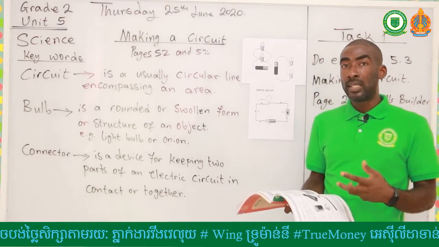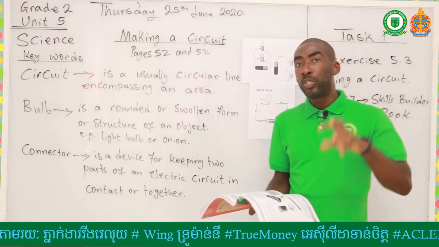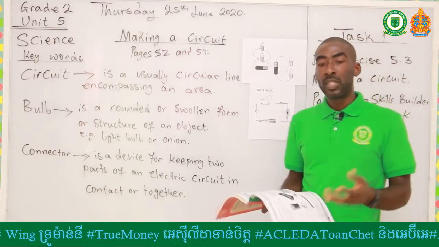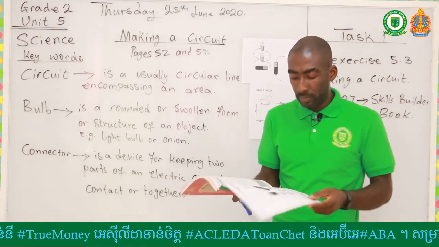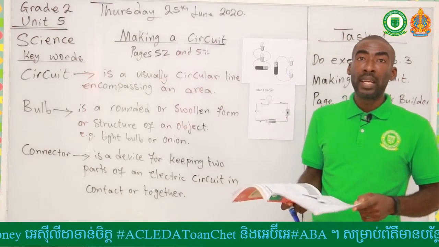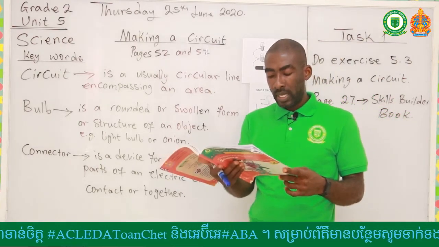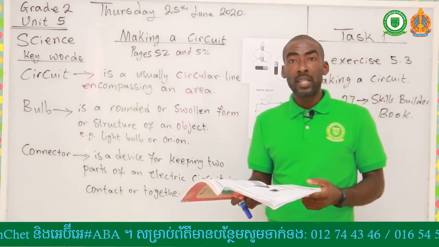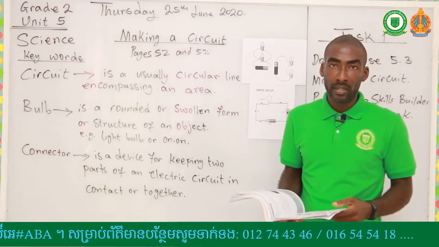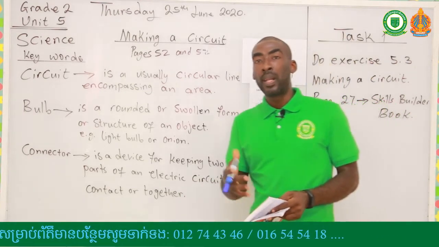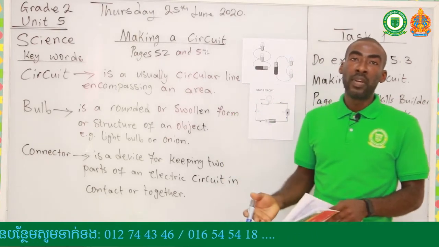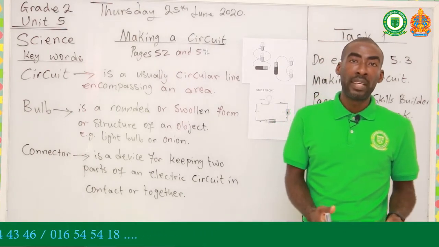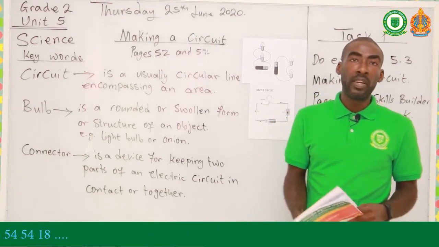A cell pushes electricity around a circuit. This is telling us that a cell, which is a battery, pushes, which means it gives or brings electricity around a circuit. It has a positive side and a negative side. The bulb lights up when electricity goes through it. The wire is used as a conductor. So this lesson is telling us the difference between main electricity and electricity provided by a cell or a battery.